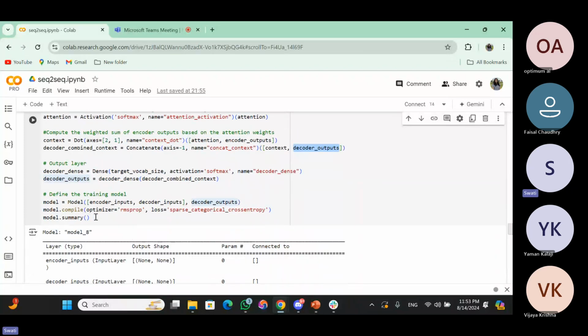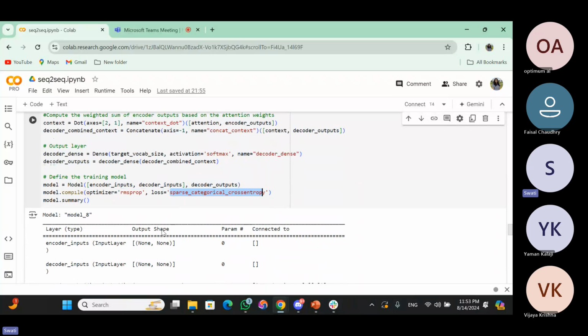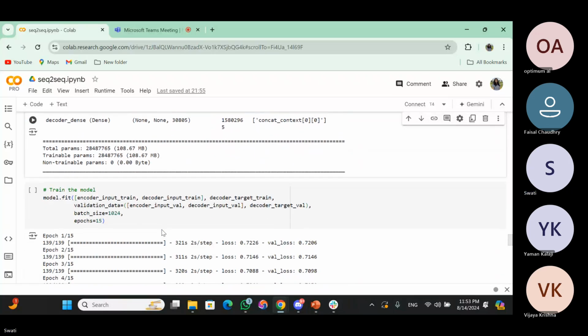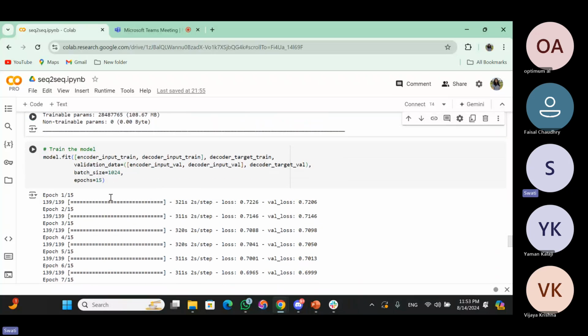Then you again define the training model in the same way. I'm using everything the same. The optimizer is again kept as RMSprop, and the loss function is again sparse categorical cross entropy. Here you can see the total number of parameters is this much. Here also I'm giving the batch size as 1024. Here I could give more epochs because it was taking a little less time to run than the previous one.